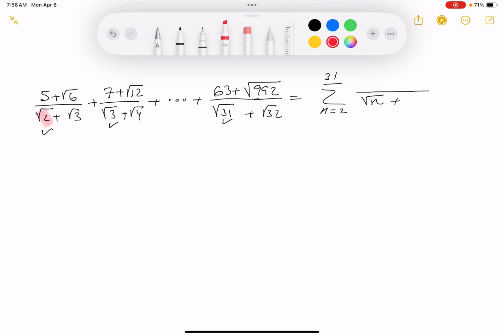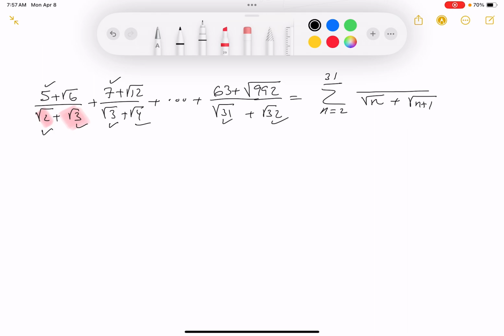Plus, I'm going to get the next guy, and this guy over here. That looks just like the root of n plus 1. Let me see if that's true. 2 plus 1 is 3, and then 4. And then if I get to 31, 31 plus 1 is 32. Looks pretty good. Let's look at this guy over here, a little more complicated. And that's 5.